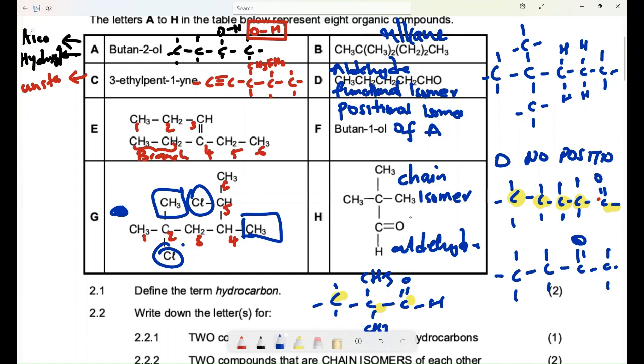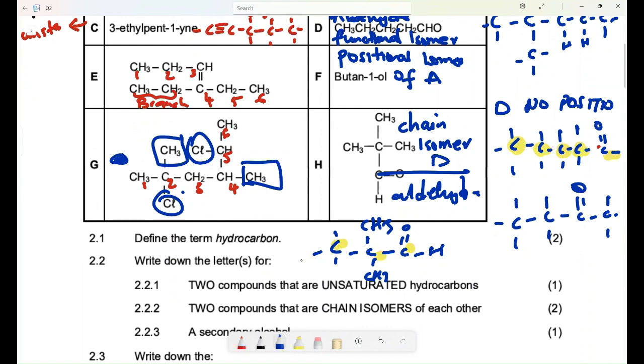Why am I saying it's going to be the chain isomer of D? Because now, instead of having 5 long chain carbons like D, this one is having what? It is having 3, whereas 2 of them are the branch. Okay, and for the chain isomer to occur, they should have the exact number of carbons. Can you see that here for D it is 1, 2, 3, 4, 5? Similarly, for H, it is 1, 2, 3, 4, 5. Okay, without considering the longest chain for now.